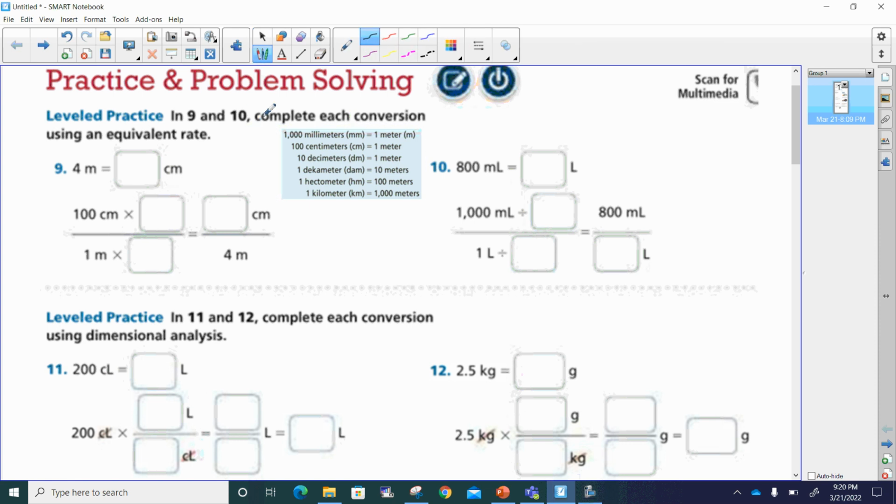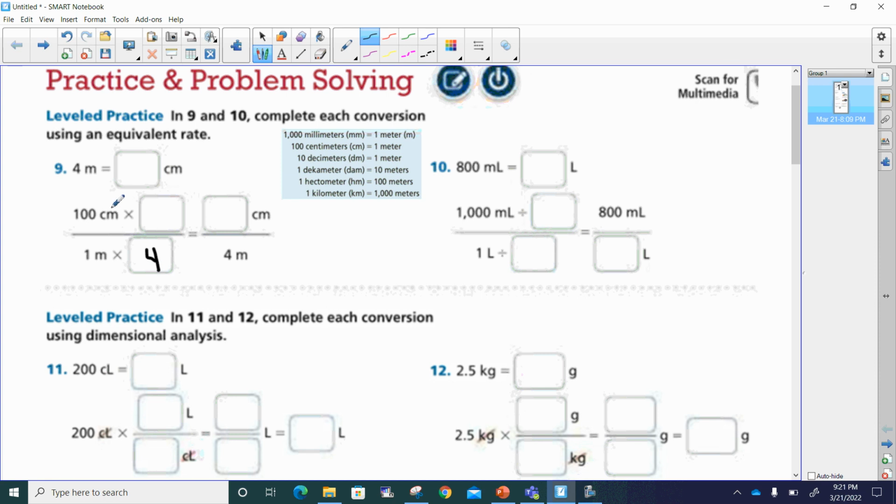It says here we've got to complete each conversion using an equivalent rate. I did have to go into the lesson to find the conversion tables that were posted there. I want to make sure I'm doing this right. Before I can find this out, I have to figure out this over here. It says 100 centimeters times something equals this many centimeters, and 1 meter times something equals 4 meters. Well, obviously, 1 meter times 4 will give me 4 meters.